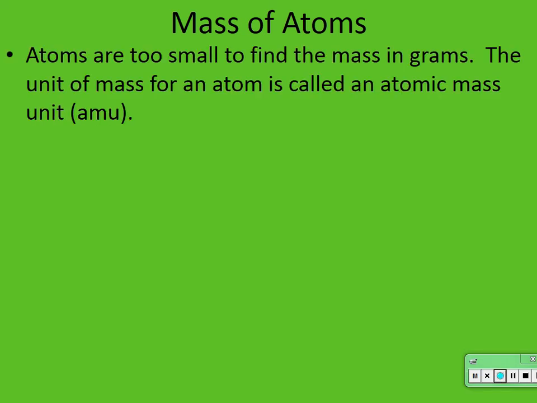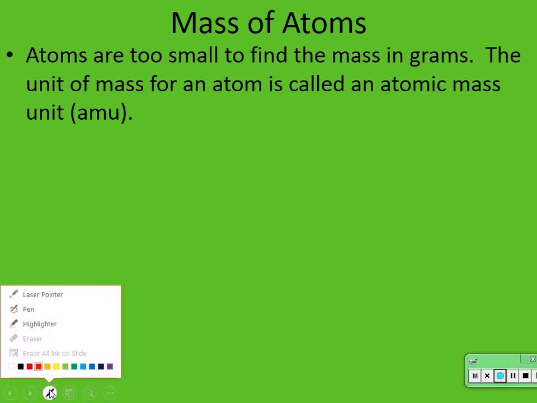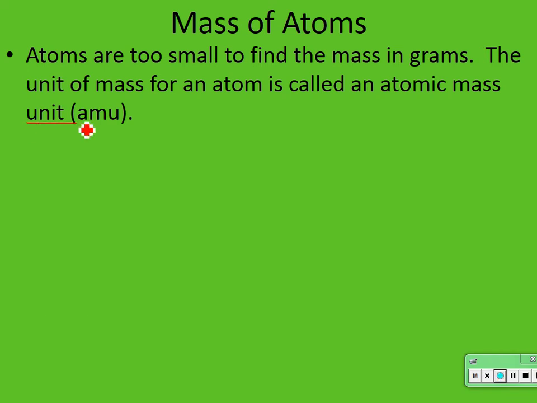Atoms are too small to find the mass in grams. It's not like we can take a single atom over to the electronic balance and find its mass in grams. It's way too small. The unit of mass for an atom is called an atomic mass unit, abbreviated AMU. So again, it's not in grams. Atoms are just way too small to use that unit of measurement. We call them atomic mass units.